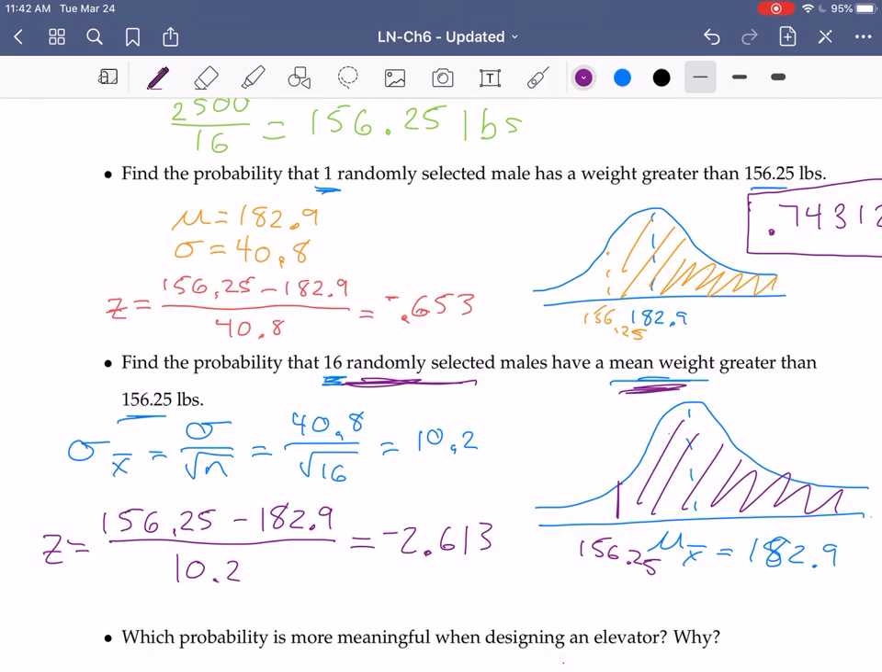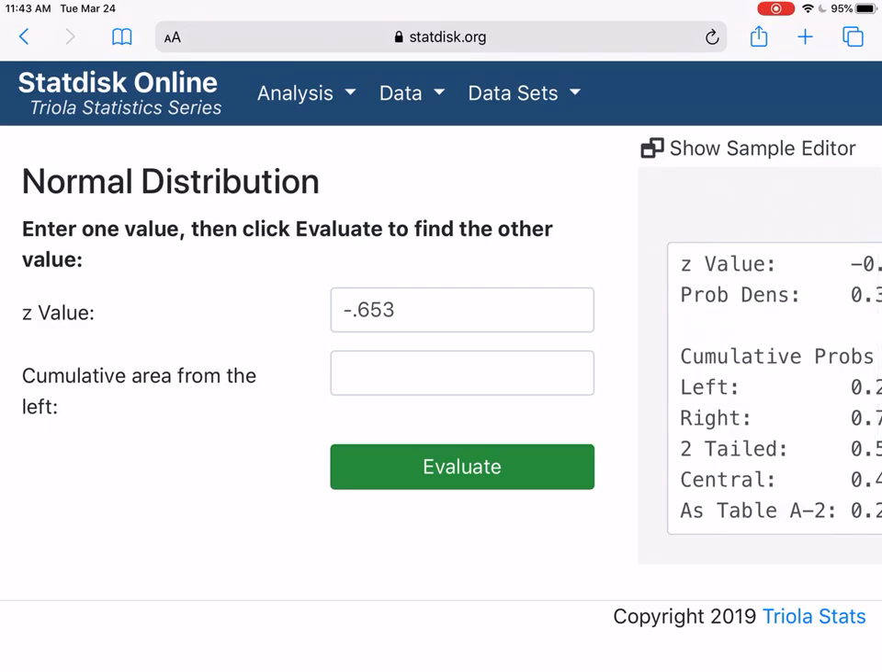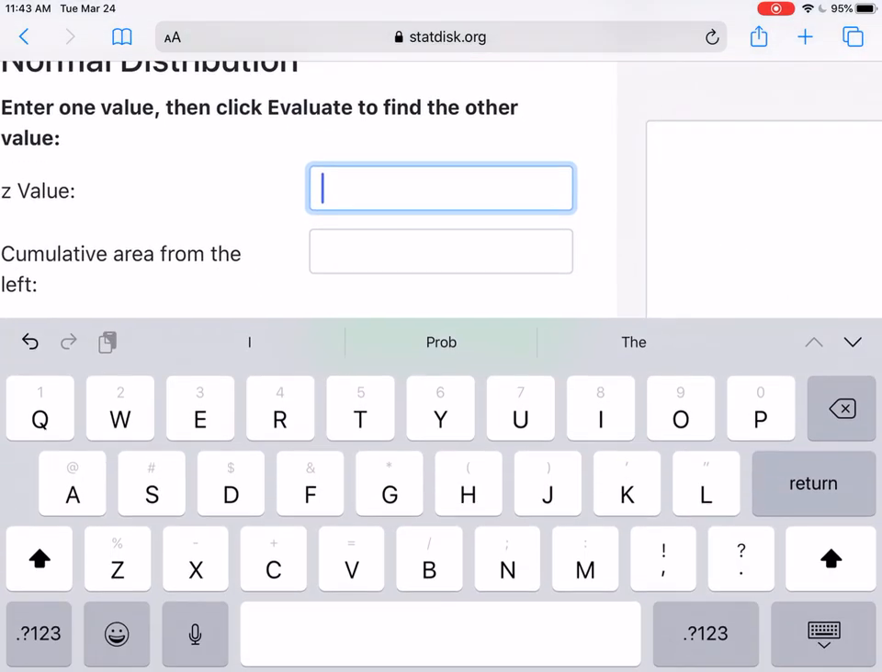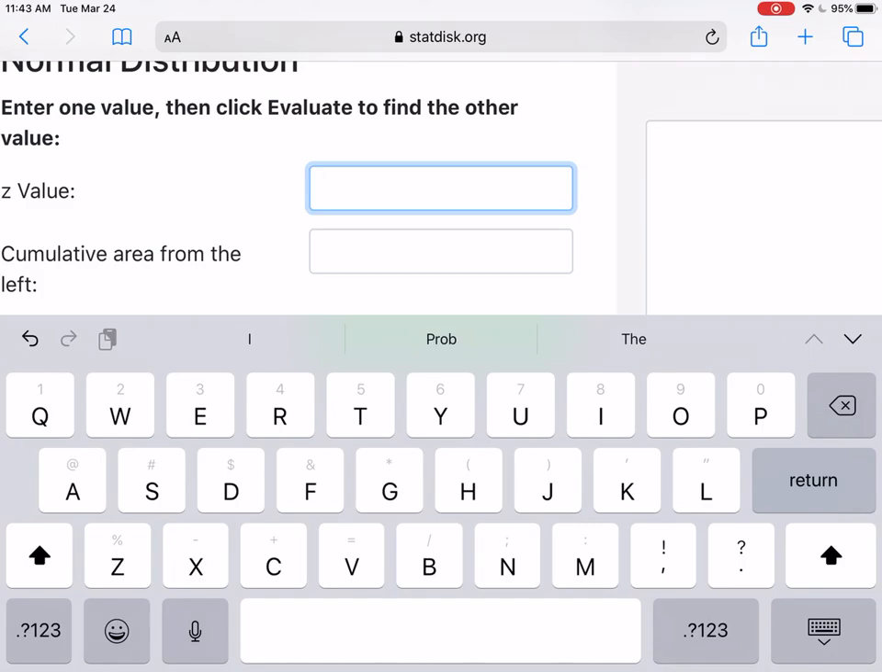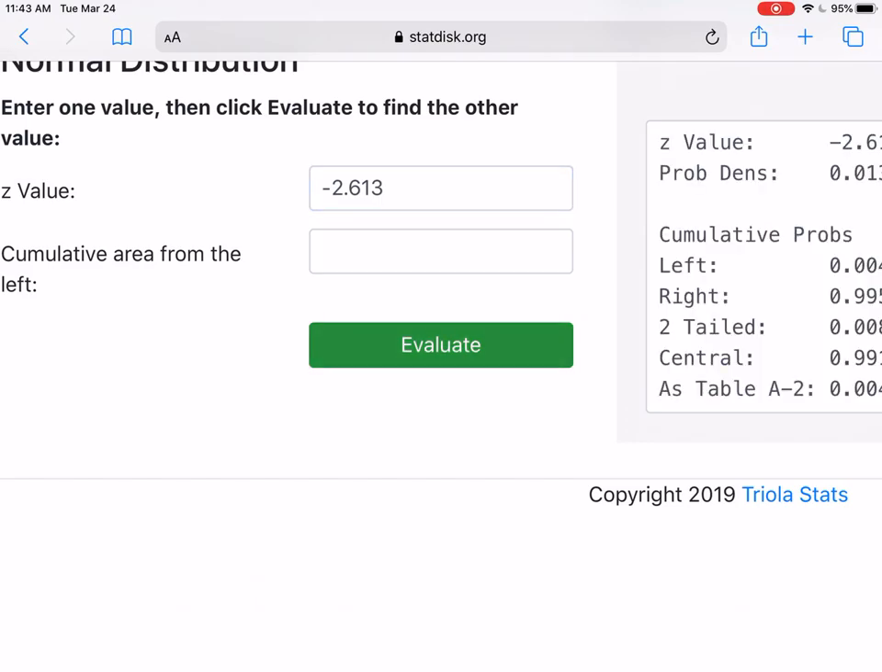Again, that's not the answer, that's just the z-score, and we're going to go back to StatDisk and plug in that z-score, find the area to the right of that z-score. That will give us the probability that we have a mean, an average weight that is more than 156.25. Right. So over here in StatDisk, again, I go to analysis, probability distributions, a normal distribution, and we're plugging in the z-score that we calculated on that previous page, which was negative 2.613.